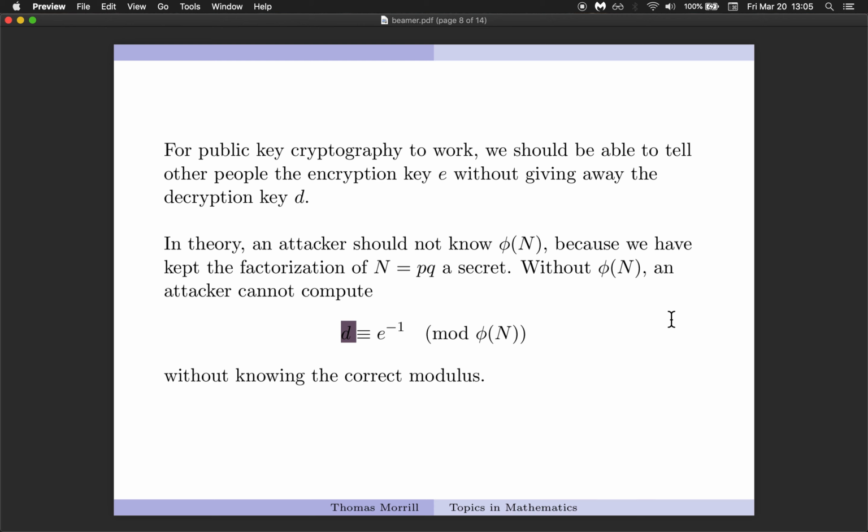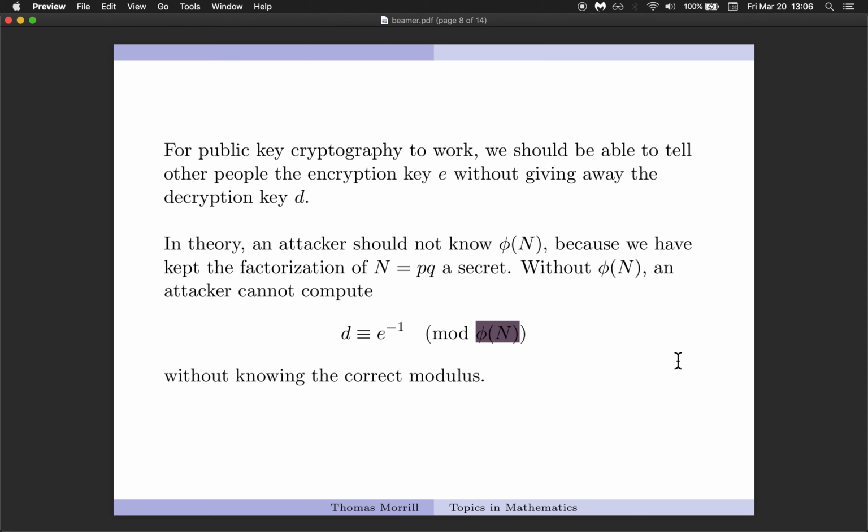The thing to bear in mind, though, is that because we set up the crypto system, we know phi of N. We know the factorization of N. N is p times q. And since both of those are prime numbers, then phi of N must be p take 1 times q take 1.